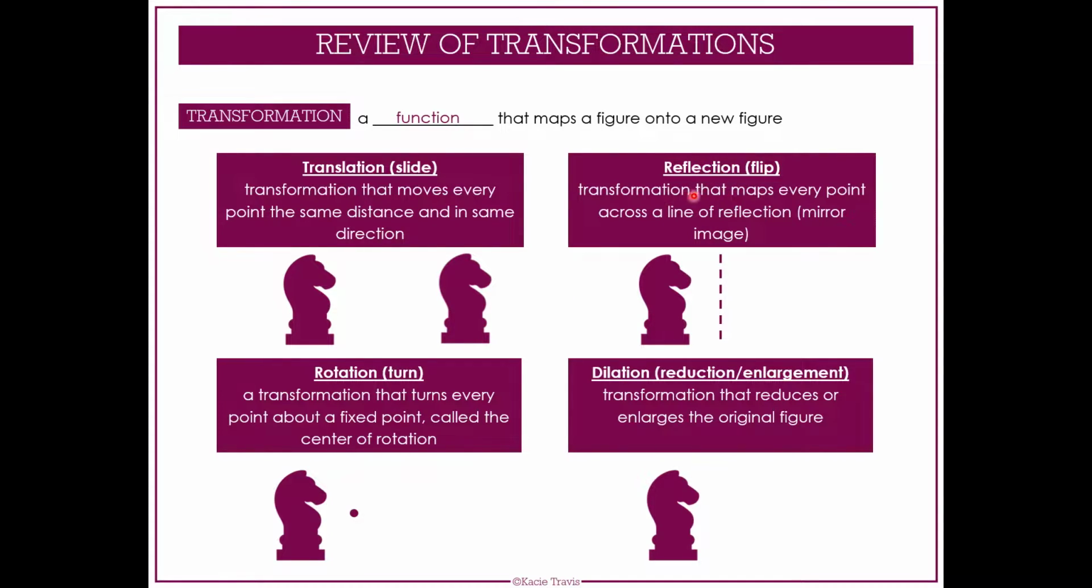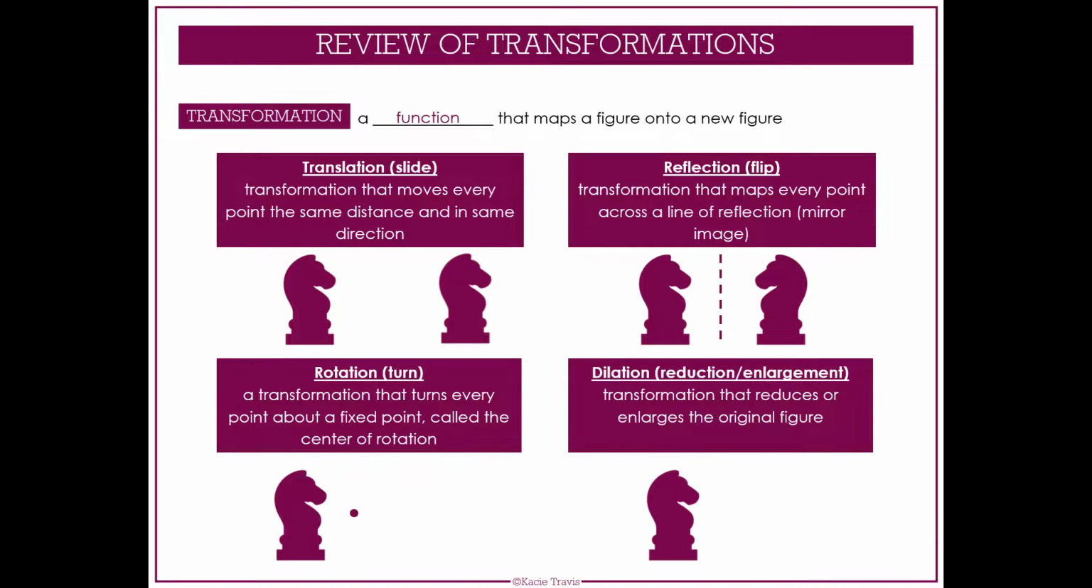A reflection is a transformation that maps every point across a line of reflection, and that makes a mirror image. So, here's our knight chess piece, and when we reflect it, it comes over that line. Note, both of these are the same distance away from this line, and we have to make sure that they are both facing each other. After you reflect, you both face that same line, just like how you look in the mirror.